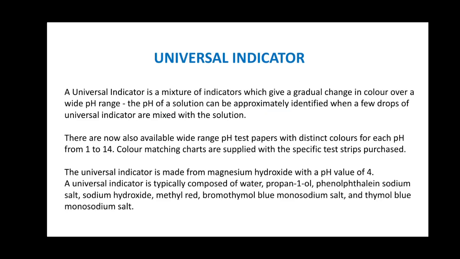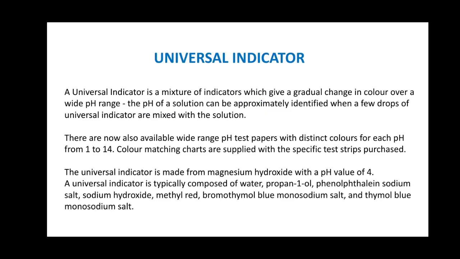So among these indicators we usually see the universal indicator. A universal indicator is a mixture of indicators which give a gradual change in color over a wide range of pH. So the pH of a solution can be approximately identified when a few drops of universal indicator are mixed with the solution. Widely we can see the change in color over the pH range. There are also wide range pH test papers available with a distinct color for each pH from 1 to 14. So color matching charts are supplied with a specific test strip purchase.